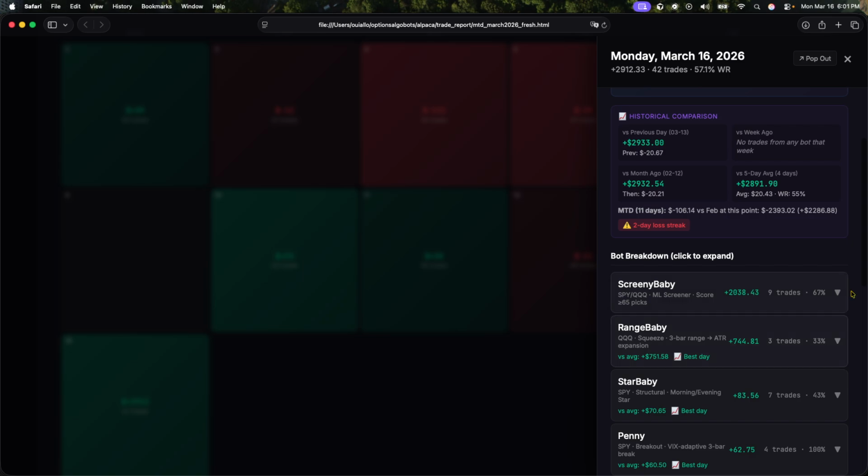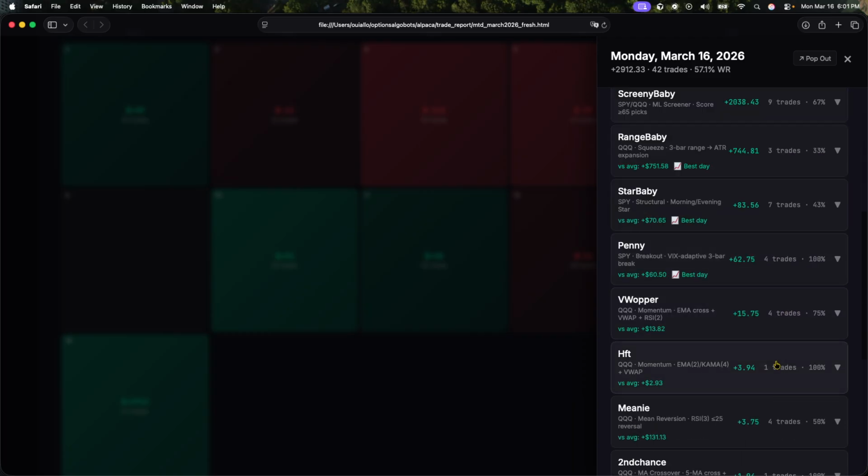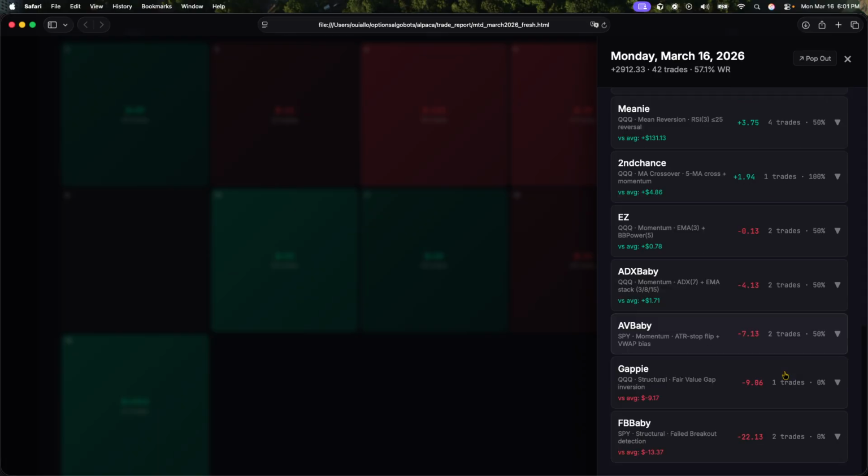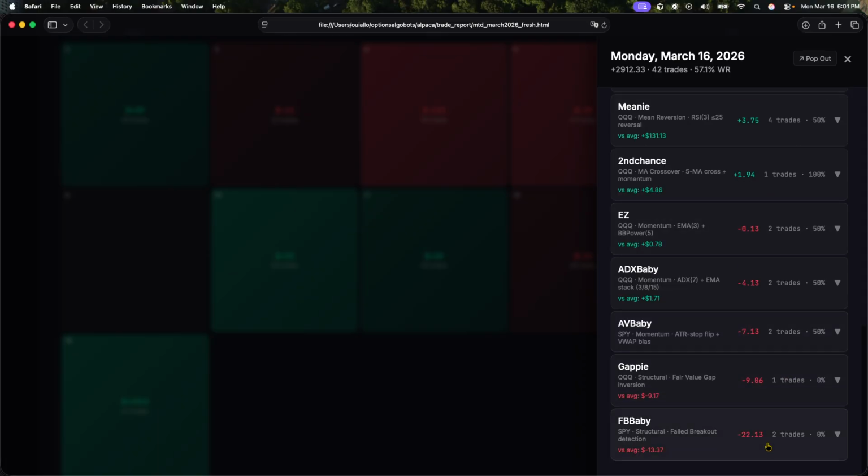This bot made $2,000 off 9 trades. Interesting. Range Baby today made $700. Star Baby today made $83. Penny today made $15. HFT Baby 3. One for second chance. Then we have our bots that are breaking down performance.